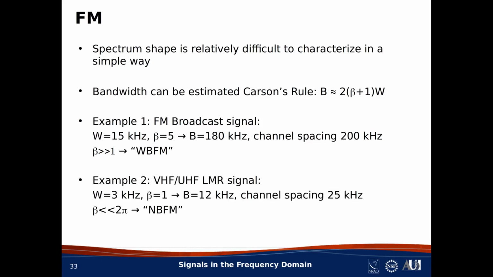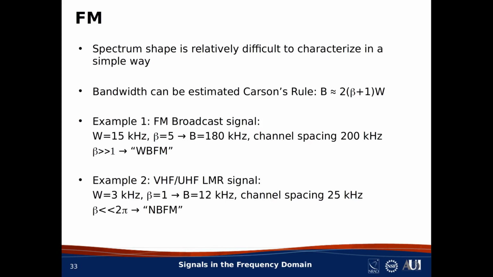Here's a second example that addresses a very important class of signals. These are the land mobile radio signals that appear throughout the VHF and UHF bands, and these signals are very common. For these systems, we're back to 3 kHz audio, and the modulation index is about 1. In this case, Carson's rule tells us to expect about 12 kHz of bandwidth. Typically, the signals are spaced by about 25 kHz.